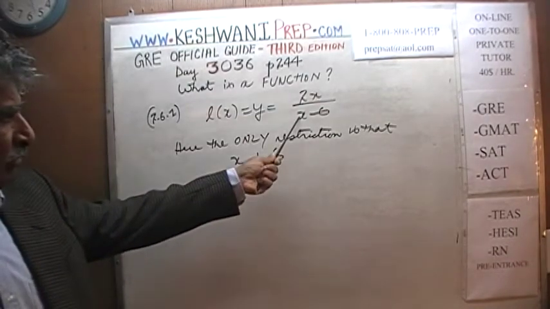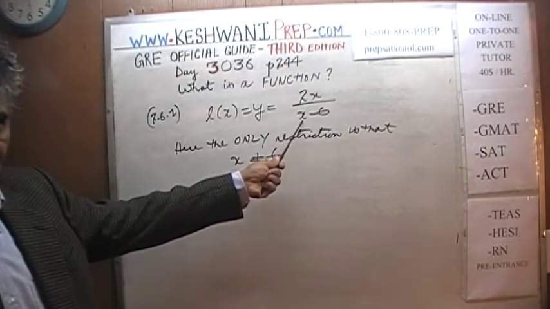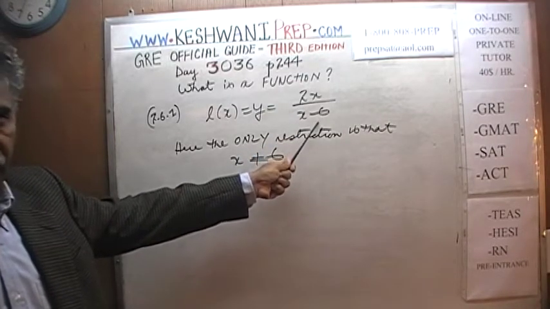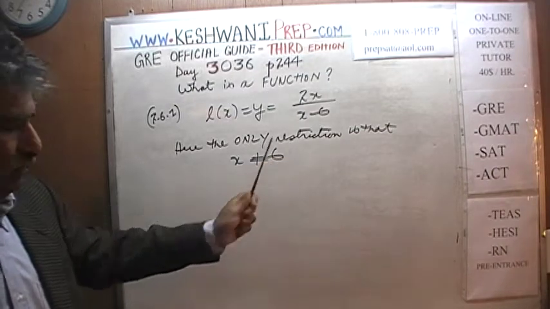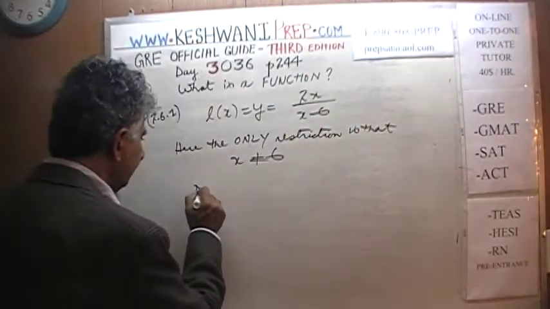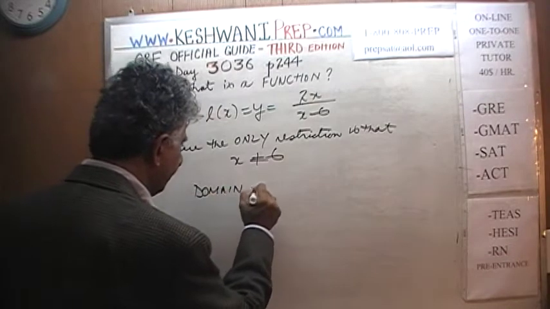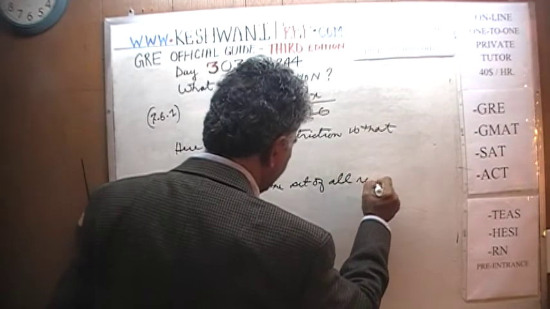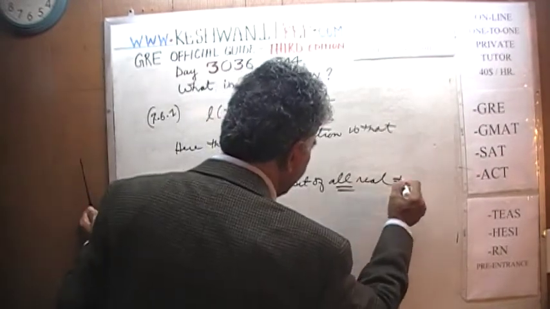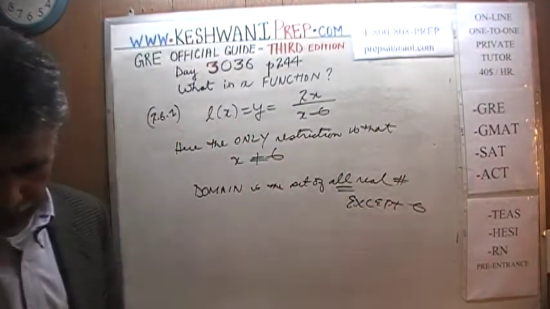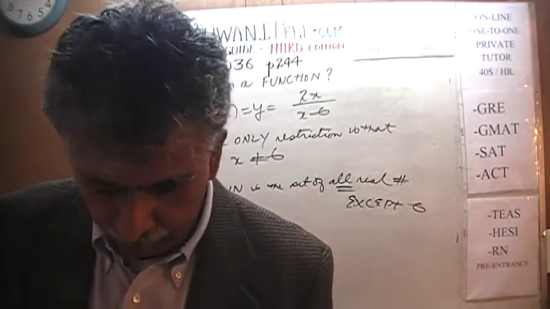Why? What happens when X equals 6? If X happens to be equal to 6, 6 minus 6 is 0, and we'll end up with 12 divided by 0. It's undefined. We cannot divide by 0. So that's the only restriction. Instead of saying that the only restriction here is that X cannot equal 6, in the language of mathematics, we'll say the domain is the set of all real numbers except 6.